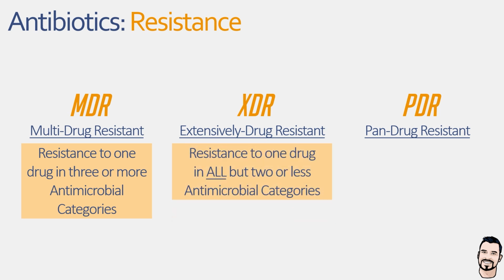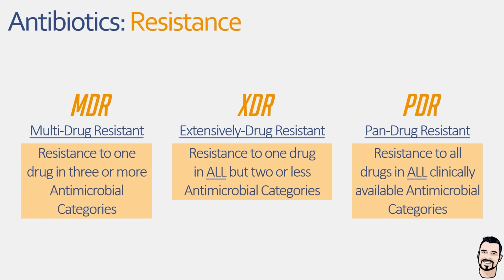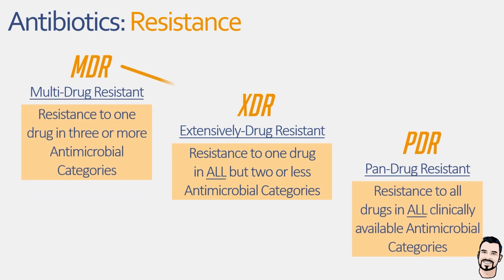Extensively drug-resistant strains are resistant to at least one drug in all but 2 or fewer antimicrobial categories, meaning they remain susceptible to only 1 or 2 classes of antibiotics at best. And then we have our pan-drug resistant strains, which are resistant to all drugs in all clinically available antimicrobial categories, leaving no effective treatments remaining with reliance on untested experimental drugs. Now, hopefully from these definitions you can see that we get a natural progression as bacteria become increasingly more resistant and more difficult to treat.